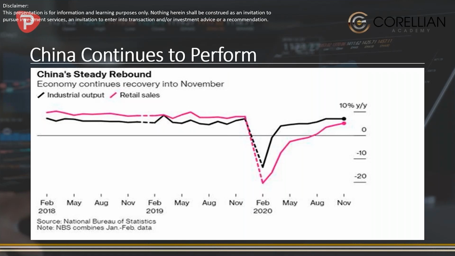We're seeing some pretty strong industrial and retail sales data. The economy is recovering. It is the core of global recovery strength at the moment. And I think money is flowing that way. We've seen strength in the offshore Chinese currency, the CNH.